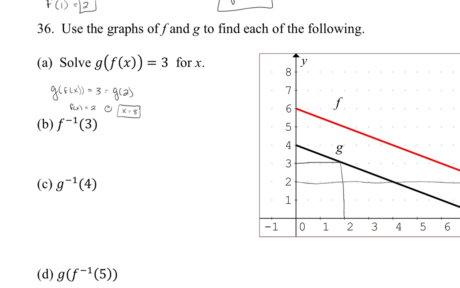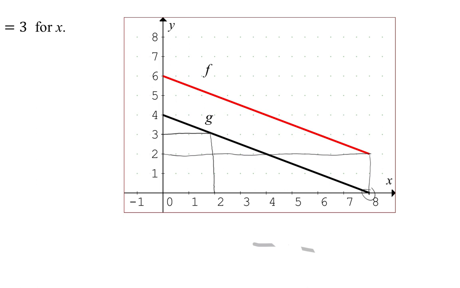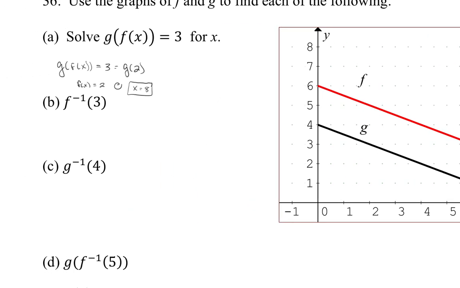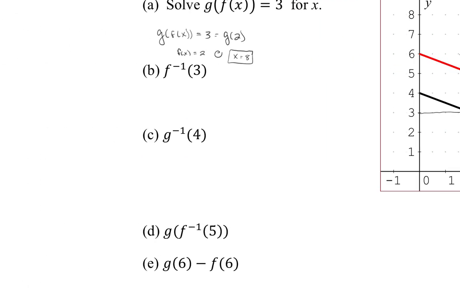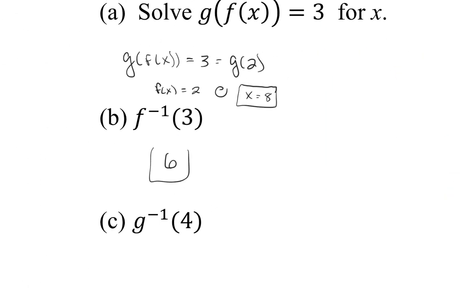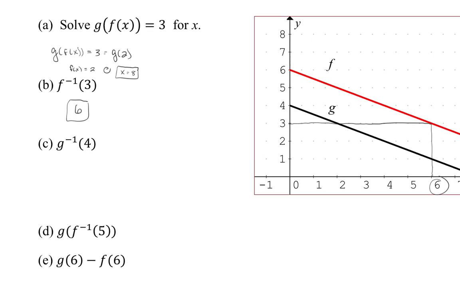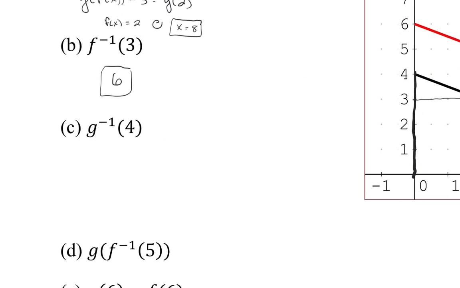Now, next thing we want to do is find f inverse of 3. So kind of like we did before, take my graph, find the 3, carry that over, drop down. So f inverse of 3 is 6. Now g inverse of 4, find the 4. Notice we can just carry that right down. That has a value of 0.